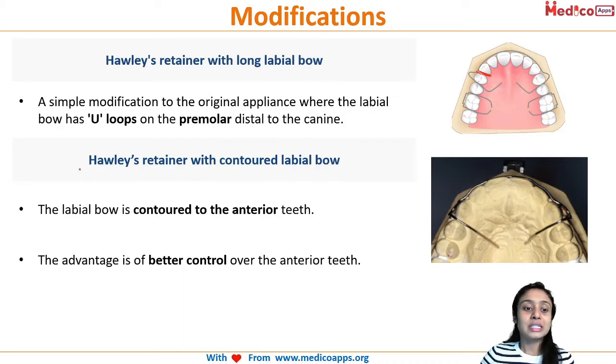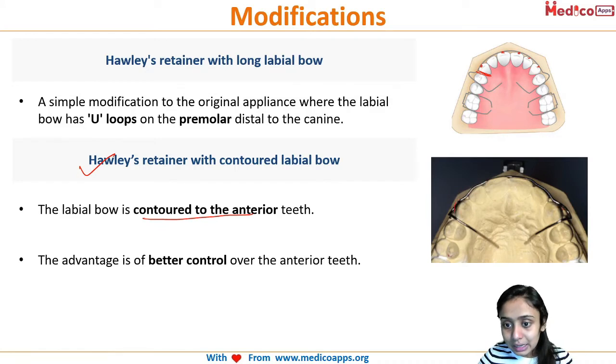The next is Hawley's retainer with a contoured labial bow. So usually if you see in this first one, the labial bow is straight, okay. It only touches the most prominent part of the labial surface of the tooth. For example, if this tooth is a bit inwards, it's not touching this particular lateral incisor. So that means it touches only the most prominent surface on the labial surface of your anteriors. A contoured labial bow is like this, see. It is contoured. It touches all the surface of all the anterior teeth. So what is the advantage? It provides better control over the anterior teeth.